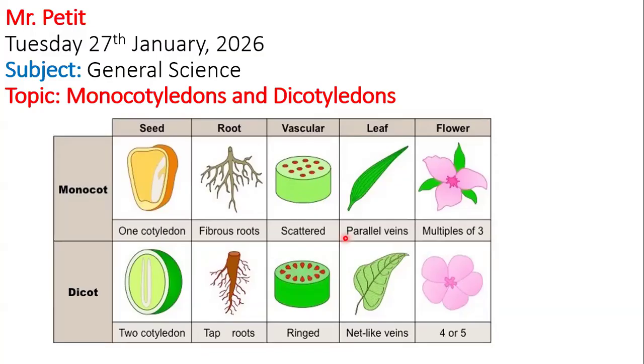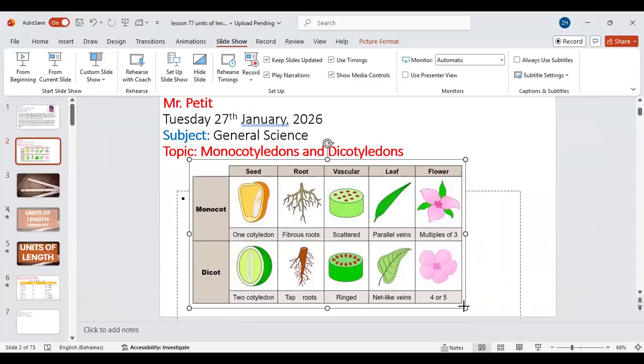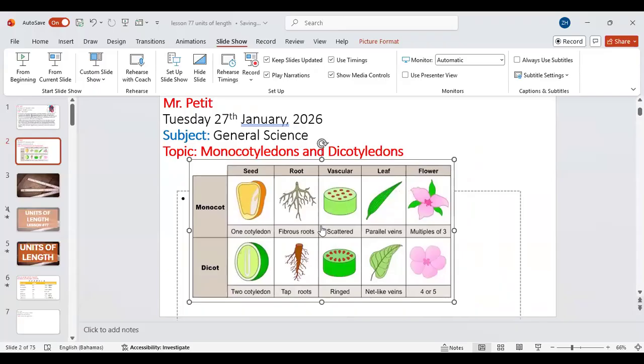Then we have the leaf. For the leaf, the monocots have parallel veins. But what sort of vein orientation do the dicots have? Net-like veins. For the flower, the monocots' petals are arranged in multiples of 3, whereas for the dicots, their petals are arranged in multiples of 4 or 5. This is essentially what we mean by monocots and dicots, right? So that is the difference.